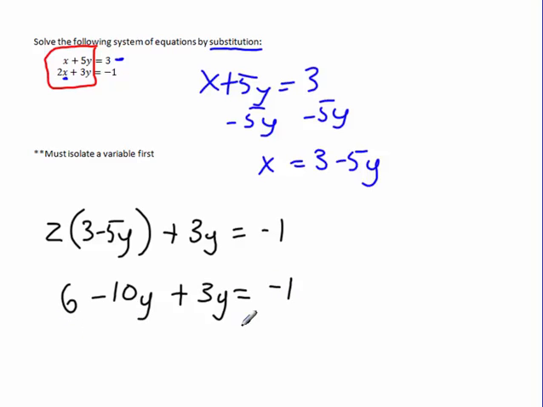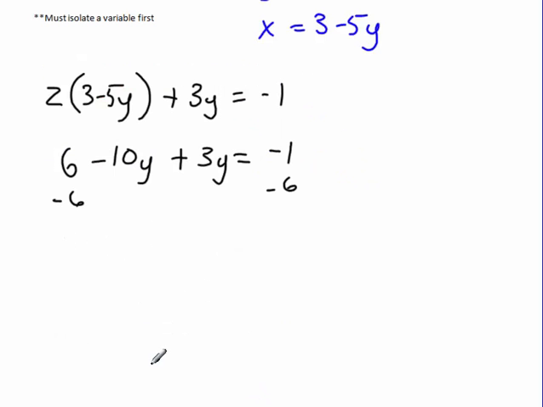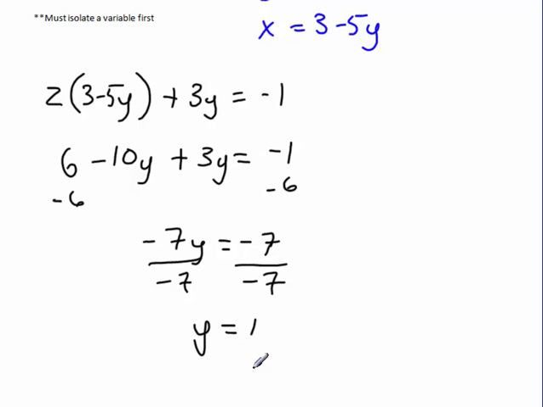And I'm going to take 6 away from both sides and combine like terms, so subtract 6 from both sides. And negative 10 plus 3 is negative 7y equals negative 1 minus 6, which is negative 7. Ooh, good. That's good. Because I could divide by negative 7, and I get y equals 1.